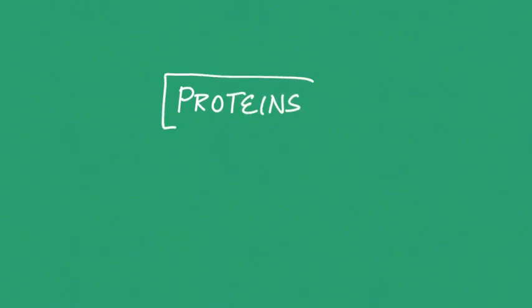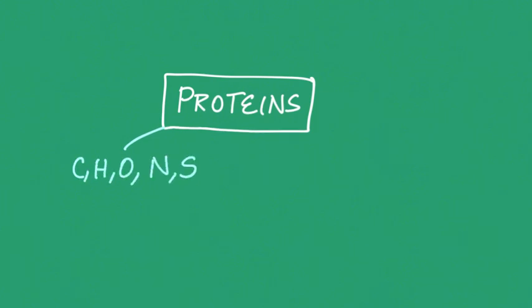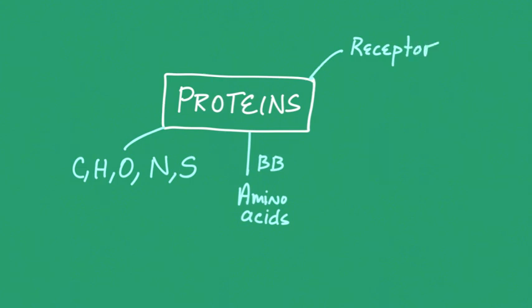Let's recap what we know about proteins. Proteins are made up of the elements carbon, hydrogen, oxygen, nitrogen, and sulfur. The building blocks are amino acids. They are the monomers. Proteins carry out a variety of functions. So the six classes of proteins represent the functions that the proteins carry out.